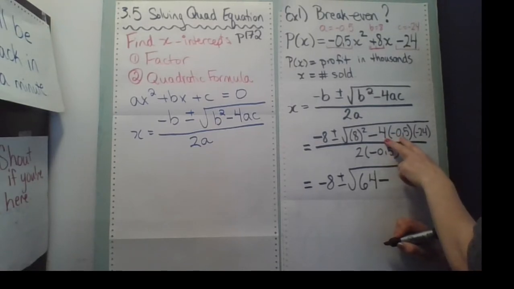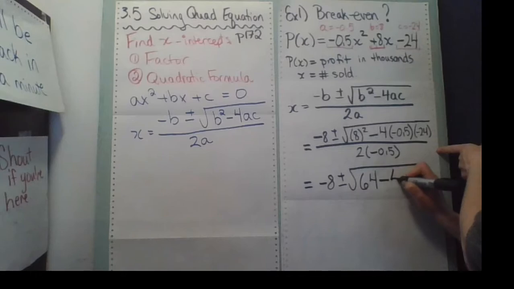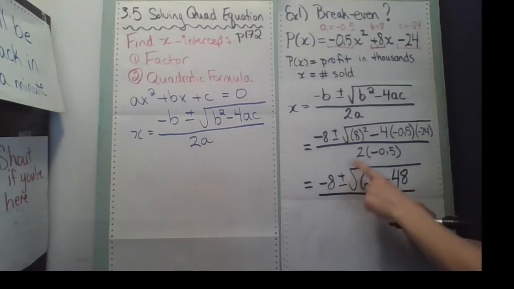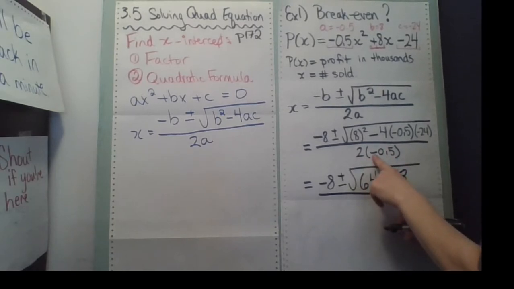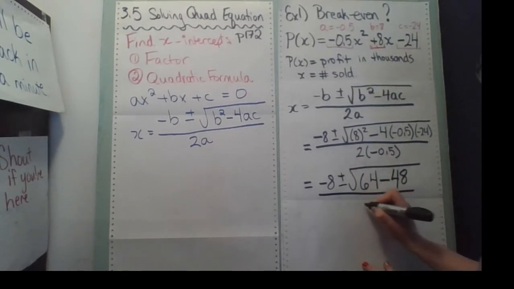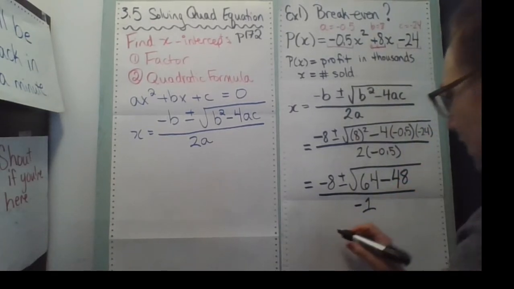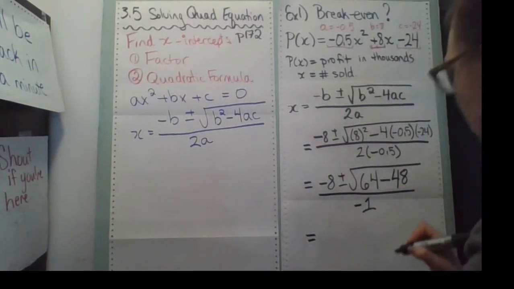4 times 0.5 is 2. 2 times 24 is 48. All divided by negative 2 times 0.5, which is negative 1. Well, that's an easy number to work with. I like that.